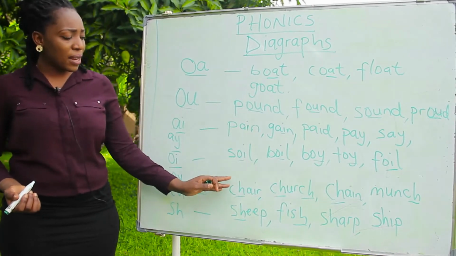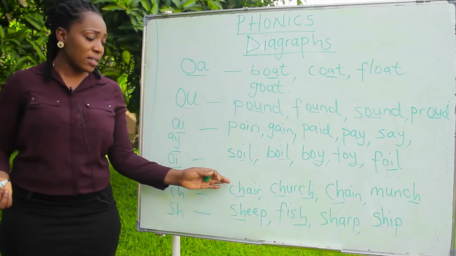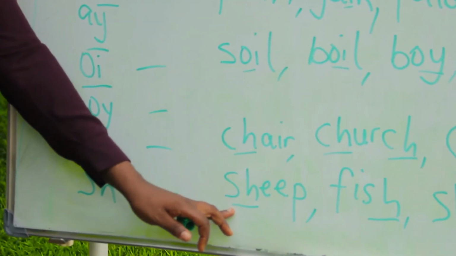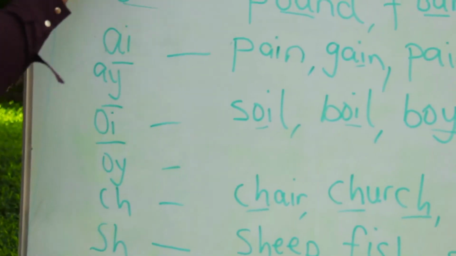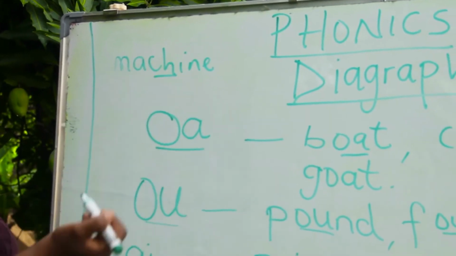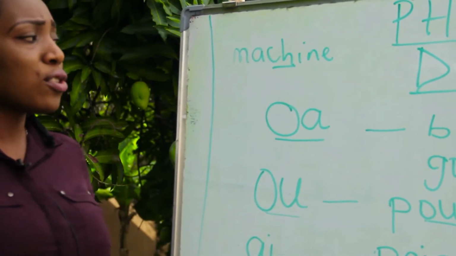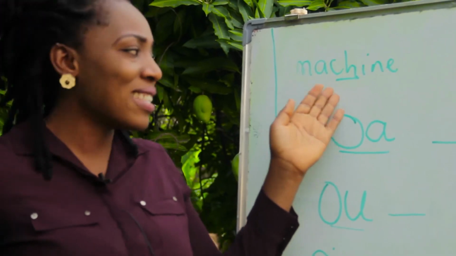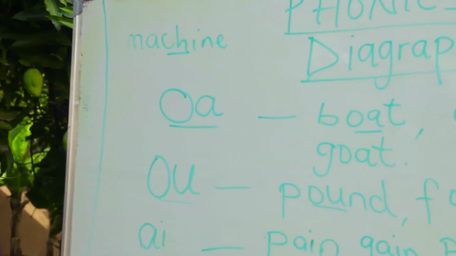I was saying something earlier about this sound. I said in some cases it doesn't sound as ch. It can take the sound sh. In cases like machine, let me write it somewhere here. Machine. You can see the sound here is not ch, it's called machine, right? Good. Though some people call it machine, but what we're used to in this part of the world is machine, right? Good. So these are a few of the diagrams.